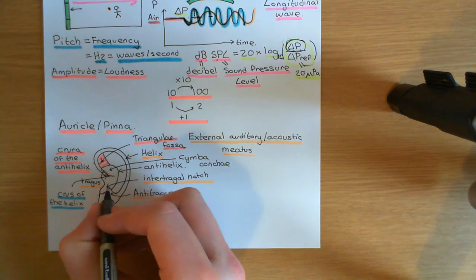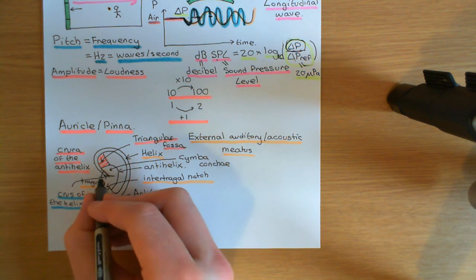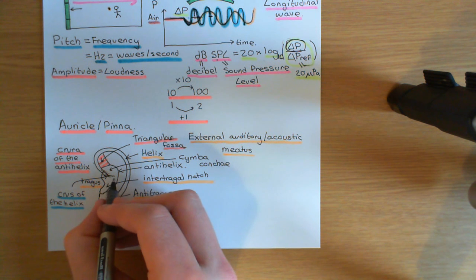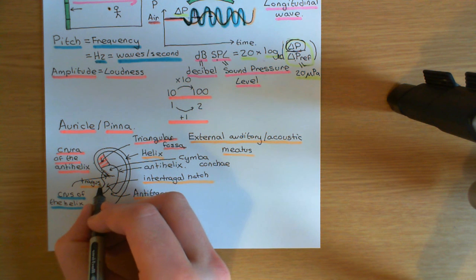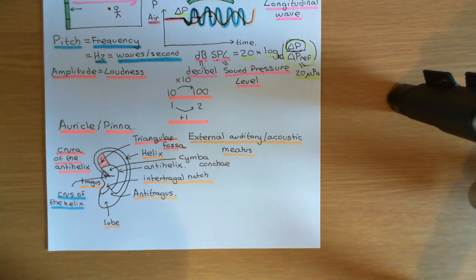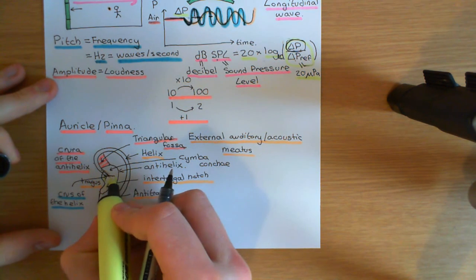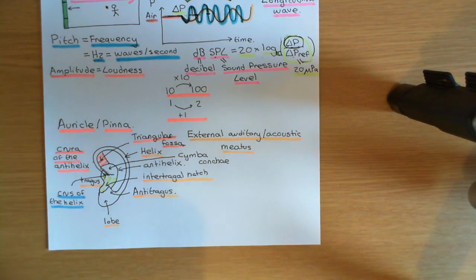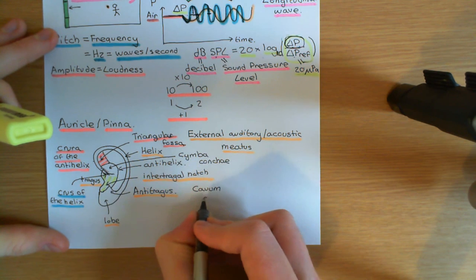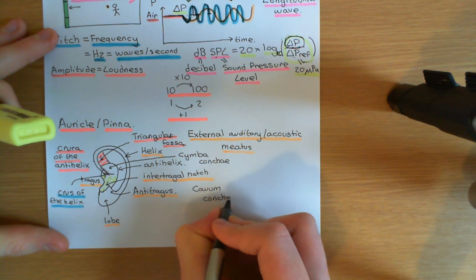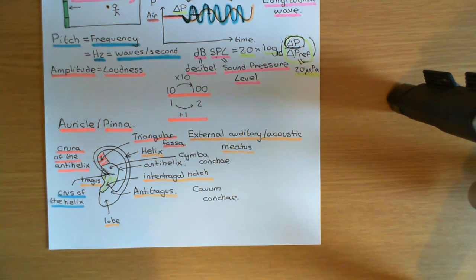Finally, this space here, which is below the crus of the helix and in front of the antihelix here, and if you follow it forward, you can go underneath the tragus into the external auditory meatus. That space here, which I'll colour in yellow, all of that space, that's known as the cavum conchae. Okay, so those are all the different portions of the auricle that have names.